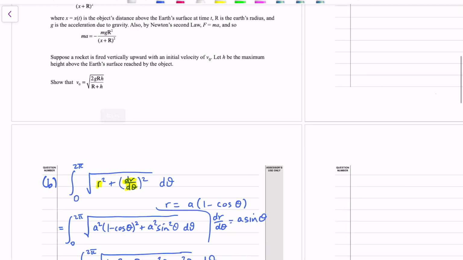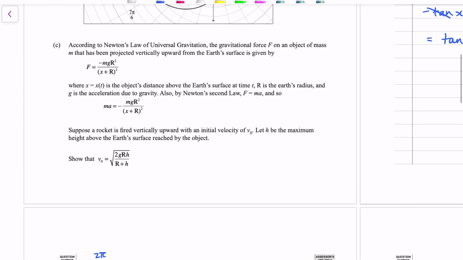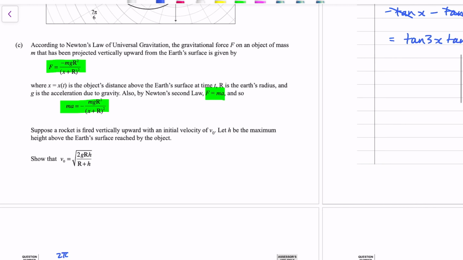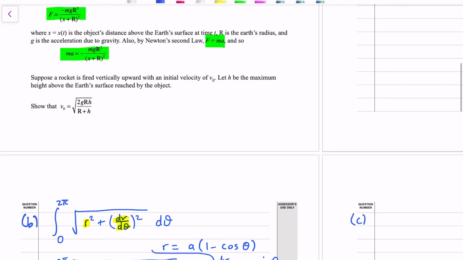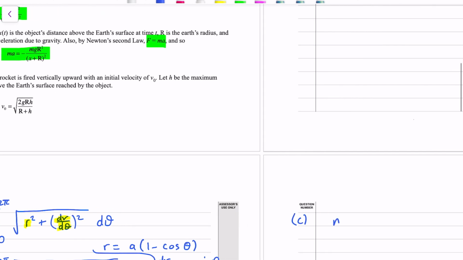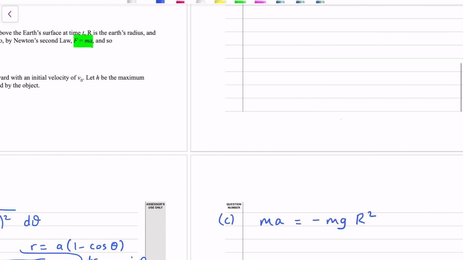Okay, third question. We've got Newton's law of gravitation giving us this formula here. We've got F equals ma, leading us to this differential equation. It doesn't look like a differential equation because it doesn't have a derivative in it, but easily can be made into one. Ma equals negative mg r squared over (x plus r) all squared.